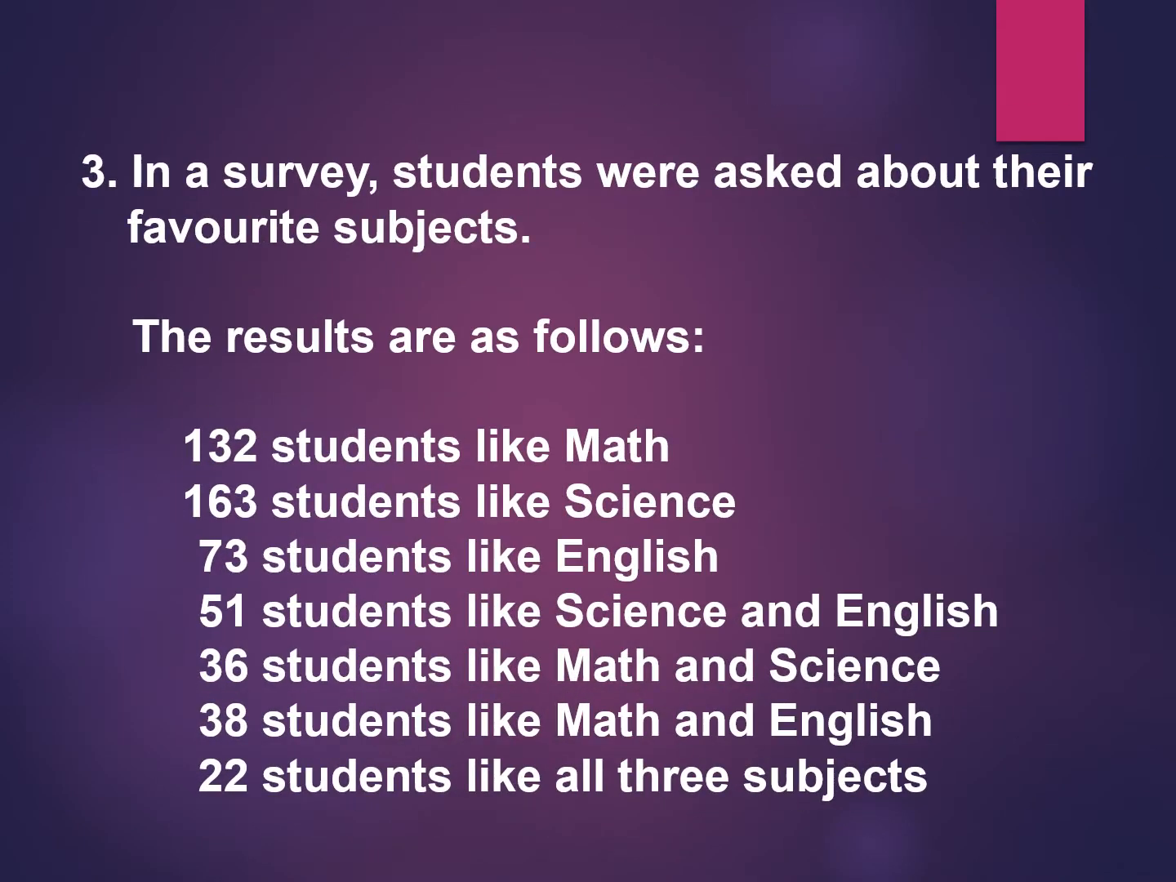Example number 3. In a survey, students were asked about their favorite subjects. The results are as follows. 132 students like math, 163 students like science, 73 students like English, 51 students like science and English, 36 students like math and science, 38 students like math and English, 22 students like all three subjects.